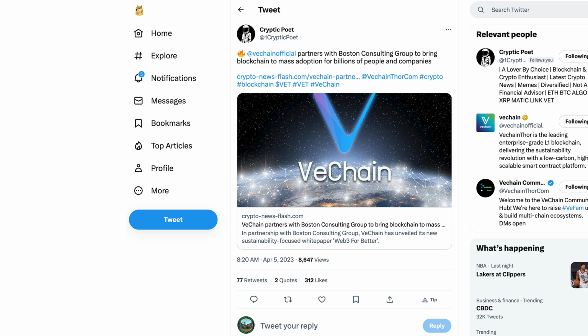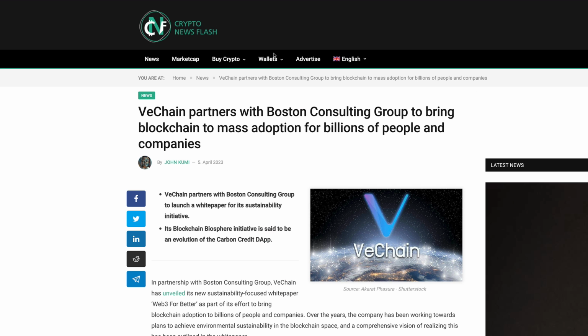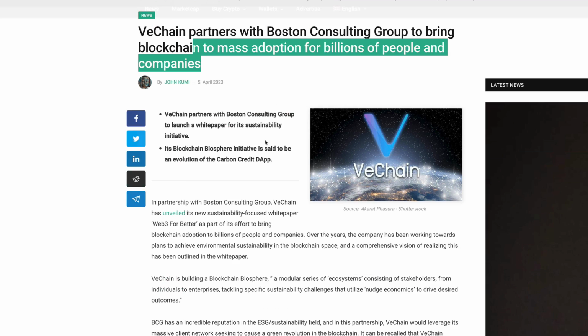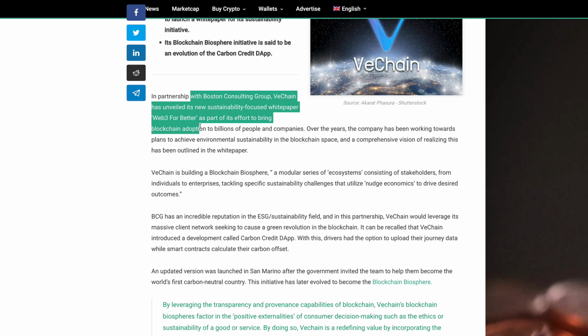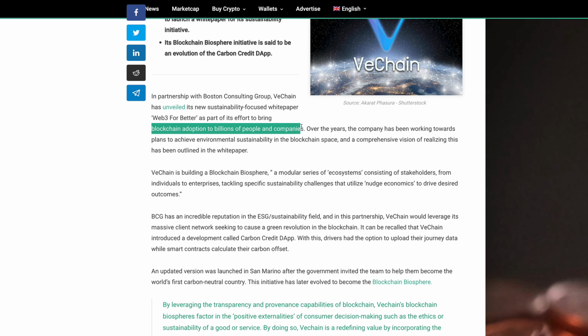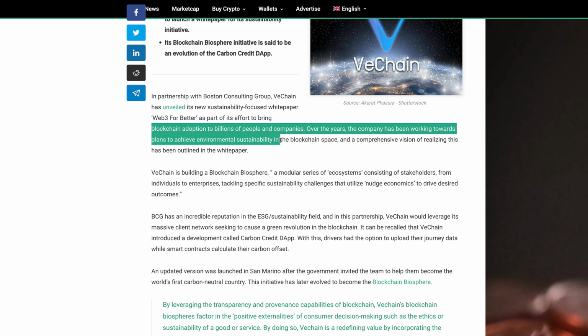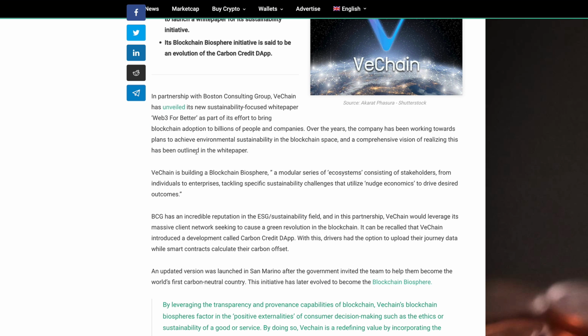More Vechain partnership news, this one with Boston Consulting Group. They're going to bring blockchain to mass adoption for billions of people and companies. In partnership with Boston Consulting Group, Vechain has unveiled its new sustainability-focused white paper, Web3 for Better, as part of its effort to bring blockchain adoption to billions of people and companies. Over the years, the company has been working towards plans to achieve environmental sustainability in the blockchain space, and a comprehensive vision of realizing this has been outlined in the white paper.